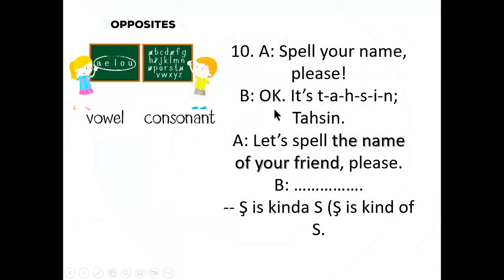Now, of course, opposites are important. Vowels, you know them: A, E, I, O, U. These are vowels, and these are consonants: B, C, D, L, M, N, P, Q, R, S, T, etc.